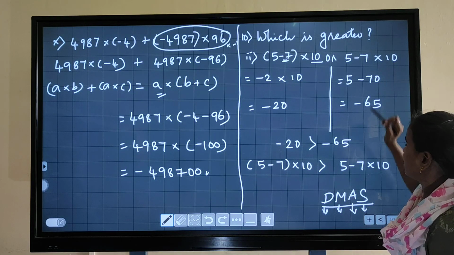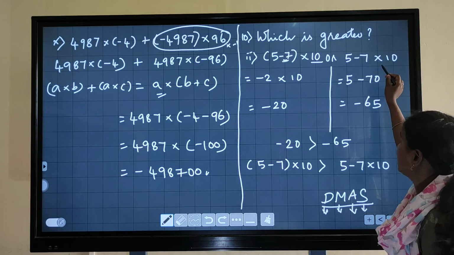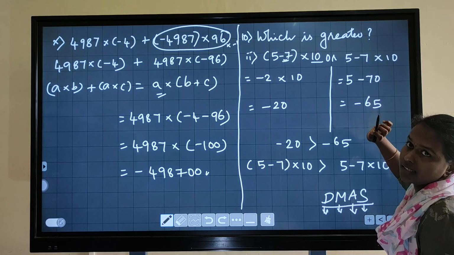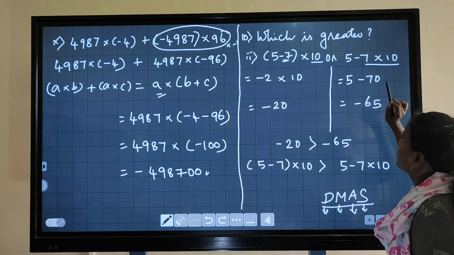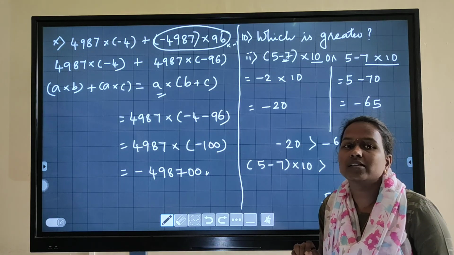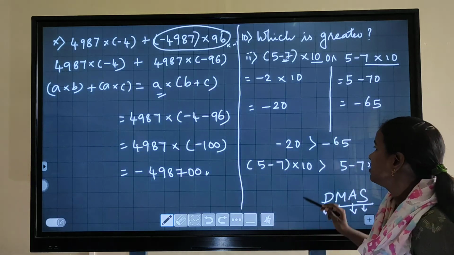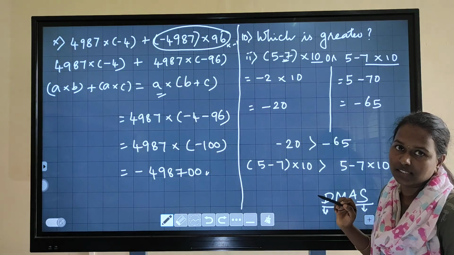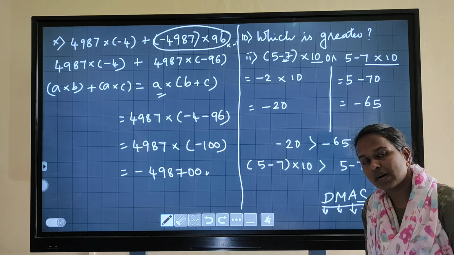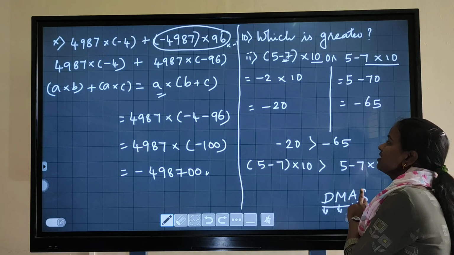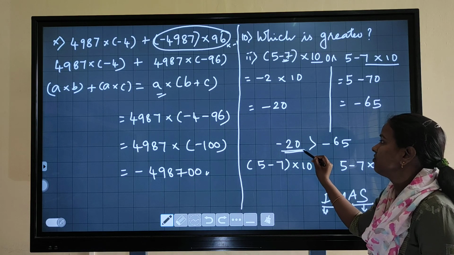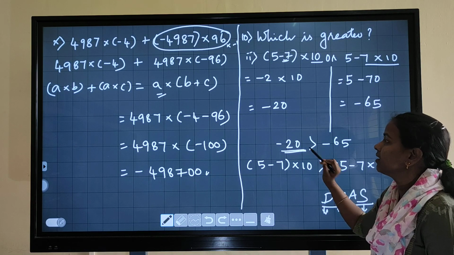See in this, first you have to solve division, which is not there. Next is multiplication. So multiplication is there. First you have to do the multiplication. So I am writing 5 minus as it is. Then 7 multiplied by 10 you will get 70. So subtract 5 from 70 you will get minus 65. In negative numbers, the smallest number is the greatest number. So here minus 20 and minus 65, which is the greater number? Minus 20 is the greater number. Here in negative numbers, the number with the smallest value is the greatest number. So this minus 20, where do I get the minus 20 from?